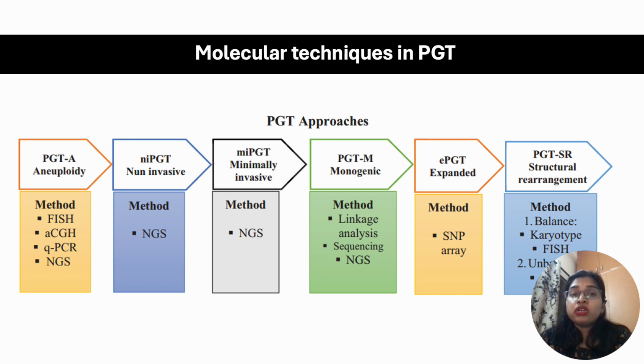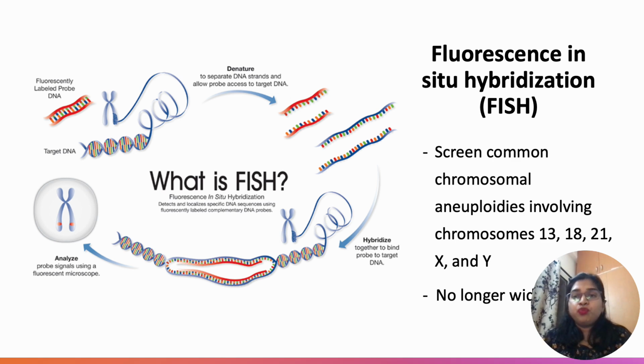Next comes, what are the molecular techniques in PGT? In PGT-A for aneuploidy, the methods are FISH, array CGH, quantitative PCR, or next generation sequencing. Non-invasive, we can go for next generation sequencing. Minimally invasive, next generation sequencing. For monogenic disorders, there are linkage analysis and sequencing, that is NGS, next generation sequencing. Next is expanded PGT, SNP array. For PGT-SR, if it is balanced, then karyotype, FISH we can go for. So one by one we will discuss.